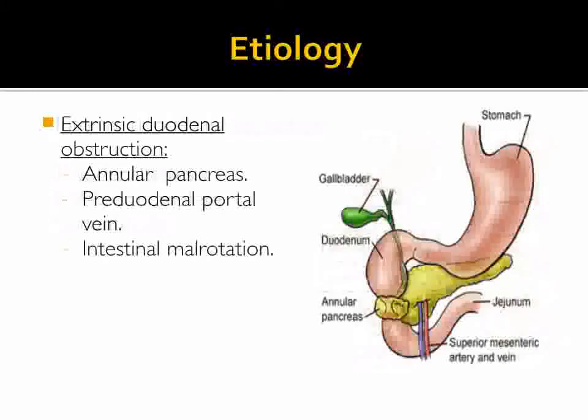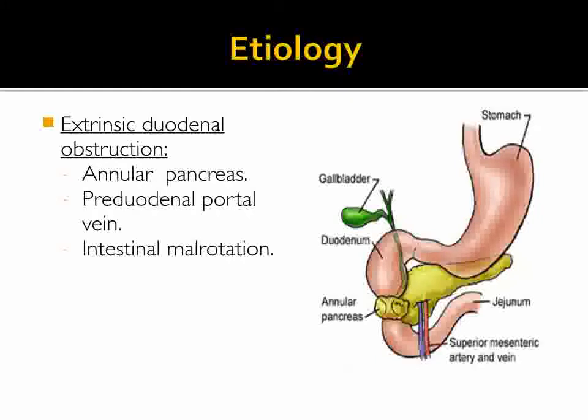Extrinsic obstruction means something that is producing compression of the duodenum, like annular pancreas, periduodenal portal vein, or intestinal malrotation. Annular pancreas. What is the meaning of annular pancreas? Normally, the pancreas is present in the medial aspect of the concavity of the duodenum only. There is no pancreatic tissue on the lateral aspect of the duodenum.